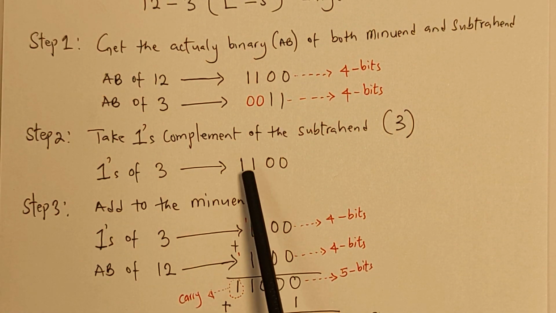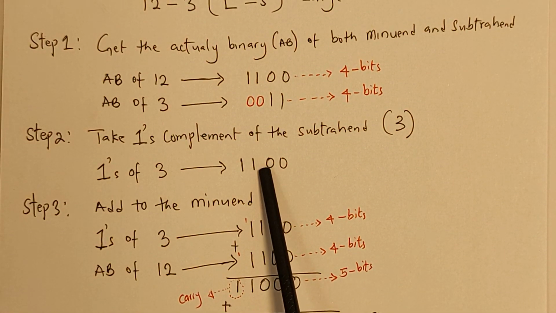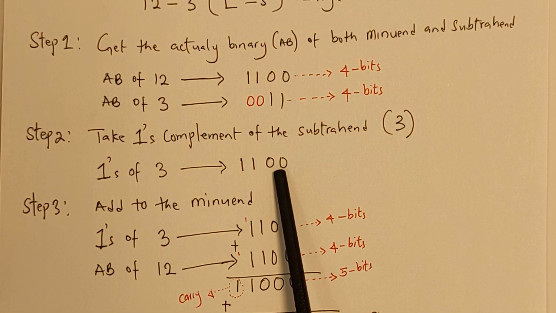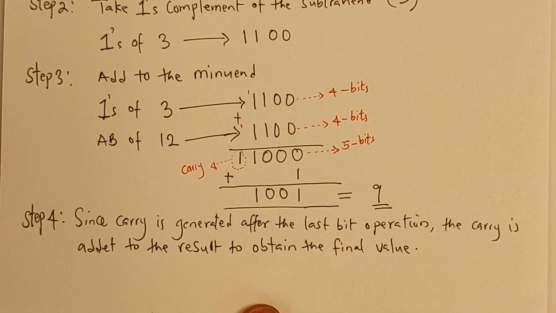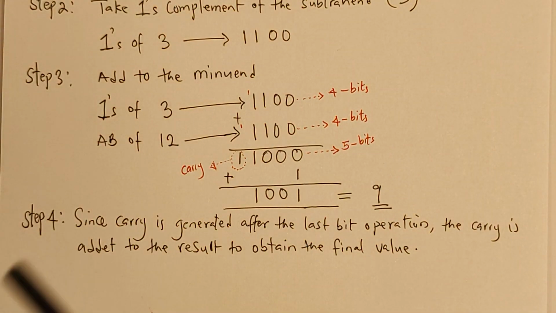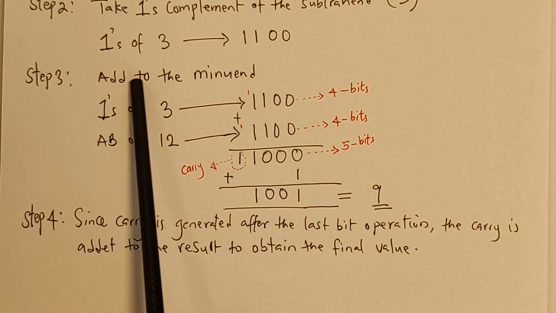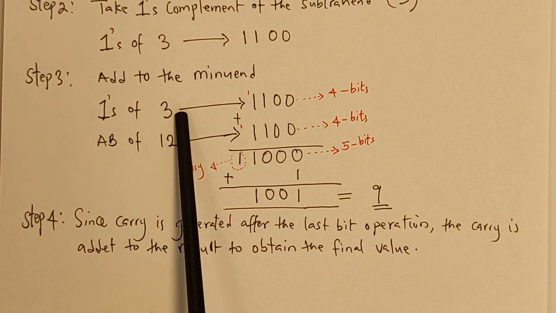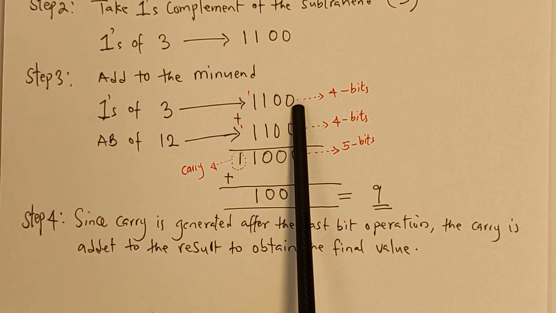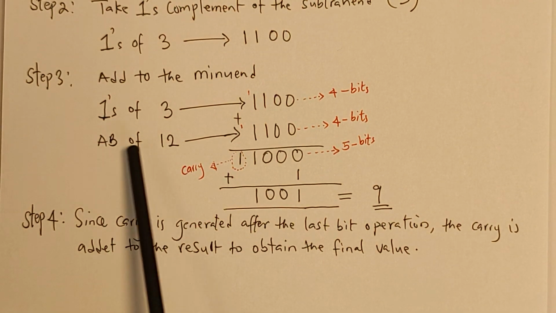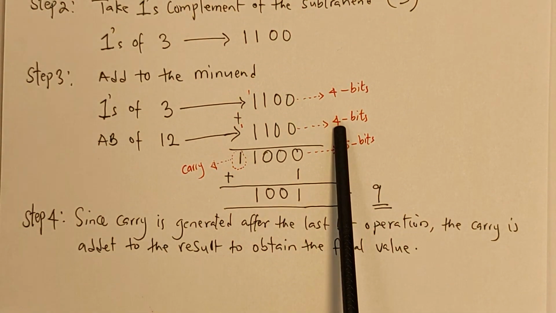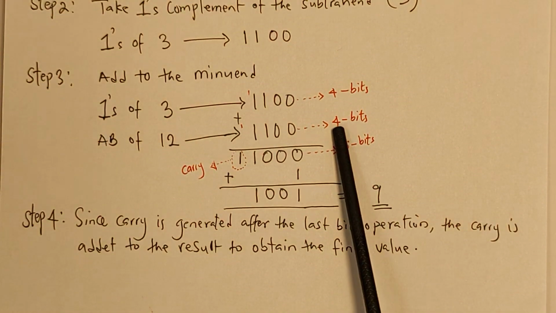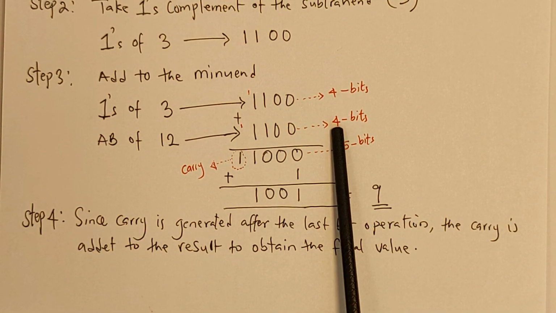Now once you have taken that, we need to add it to the minuend. Like I said, 12 is the minuend, so we need to add this result we have gotten to the minuend. All right, so that is step 3. Now we can see that add to the minuend, 1's complement of 3 is 1100, and the actual binary of 12 is 1100. Now if you notice, both of them are in 4 bits. So since they're in 4 bits, it means this operation can proceed.